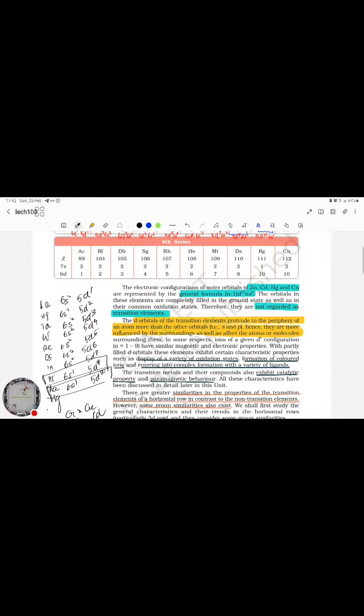by the general formula (n-1)d10 ns2. The orbitals in these elements are completely filled in the ground state as well as in the common oxidation state. Therefore, they are not regarded as transition elements. So zinc, cadmium, mercury and Cn: a transition element is the one which has an incomplete d orbital in its atomic state, that is in its ground state, as well as in its ionic state. But in this particular case, zinc, cadmium, mercury and Cn are not having incomplete states even in their oxidation states, which means they are not transition elements.